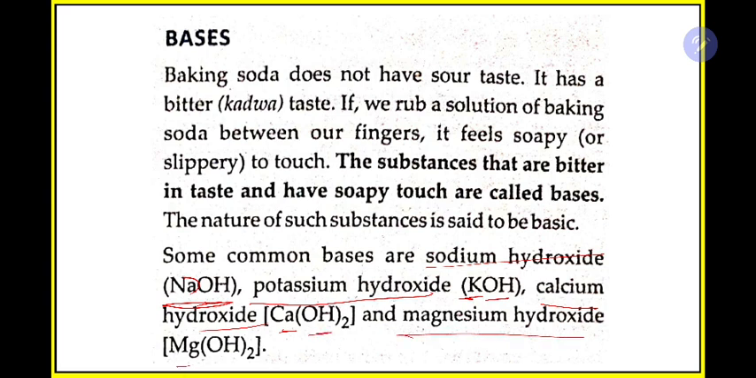Magnesium hydroxide, MgOH2. That means wherever you find an OH group with any other group, you will say that it is a base. For example, see in all these, NaOH, KOH, CaOH2, MgOH2, in every case we are getting an OH group. So the presence of the OH group indicates it is not an acid, it is a base. Okay.